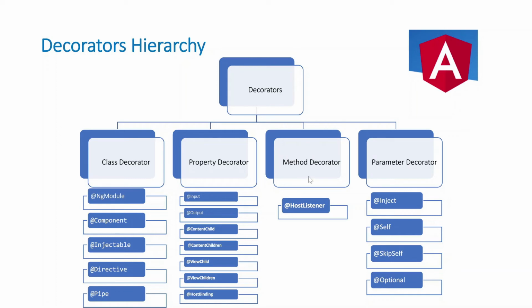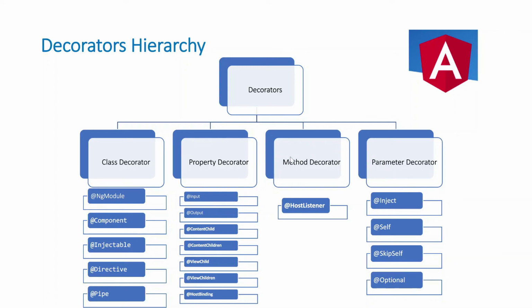Now we have method decorator. So this is the @HostListener decorator, which we can apply on methods. The last one is parameter decorator. So @Inject, @Self, @SkipSelf, @Optional. So these all decorators can be applied on the parameters of the methods.